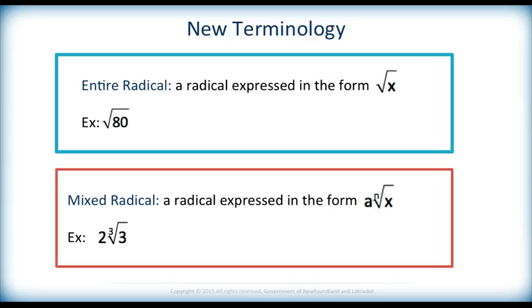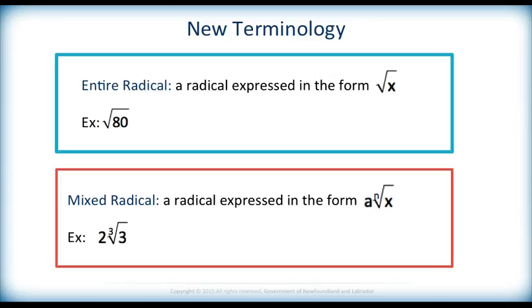First, an entire radical. An entire radical is a radical expressed in the form the square root of x, the cube root of x, the fourth root of x, and so on. For an example, the square root of 80. Next, we have a mixed radical. This is a radical expressed in the form of a and the nth root of x, very similar to 2 and the cube root of 3.